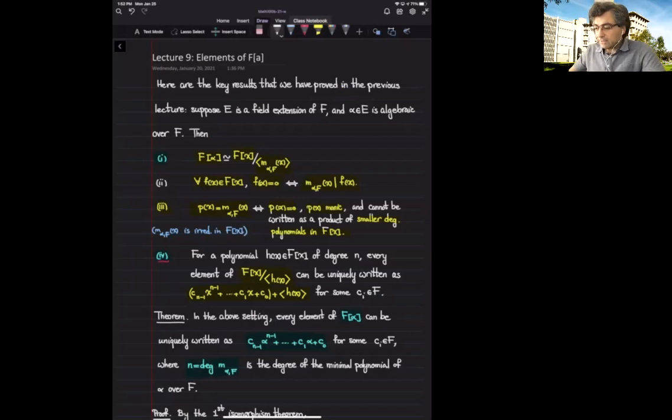Moreover, because of this property, when we want to understand the ring F bracket alpha, we have to understand elements of the quotient ring F bracket X by a principal ideal generated by a polynomial of degree n. And then we used long division to show that every element of this quotient ring can be uniquely written as a polynomial whose degree is at most n minus 1 plus the ideal generated by h.